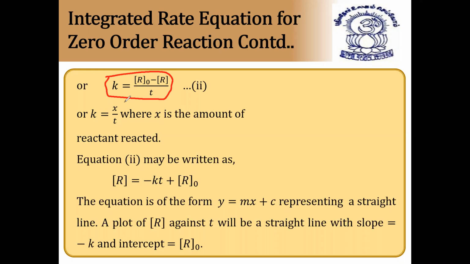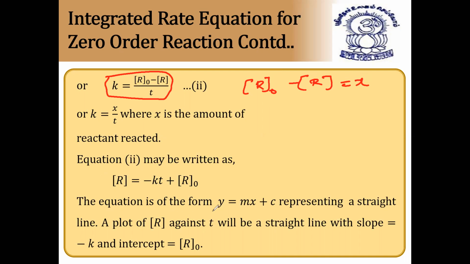So our K is equal to x by t, where x is the amount of substance reacted. The amount of substance reacted is also the same thing: R naught minus R is called x. R naught minus R is equal to x. So R is equal to minus kt plus R naught.